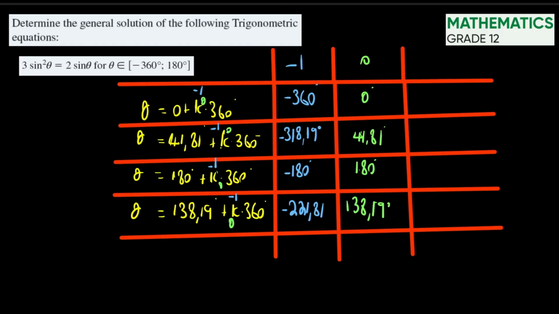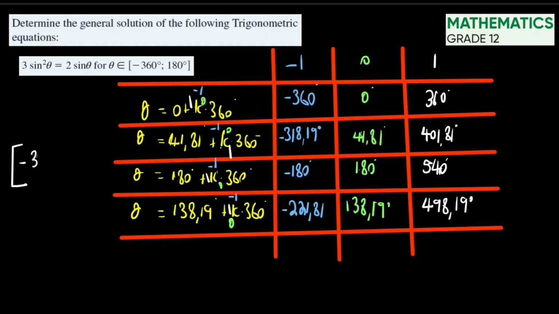And continue with the same process of substituting 1 with the 360. A bit cumbersome, but it's worth it because you're going to get all the necessary marks. Take 1 and substitute it with its k, you're going to get 401.81 degrees. Substitute 1 with its k, you're going to get 540. Take 1 and substitute with its k, you're going to get 498.19 degrees.